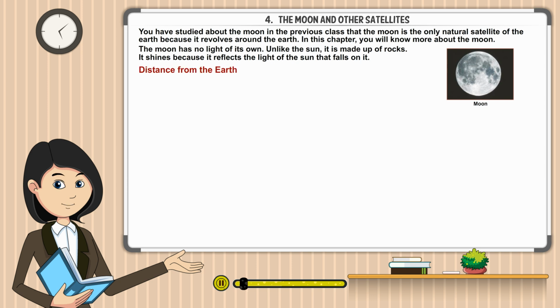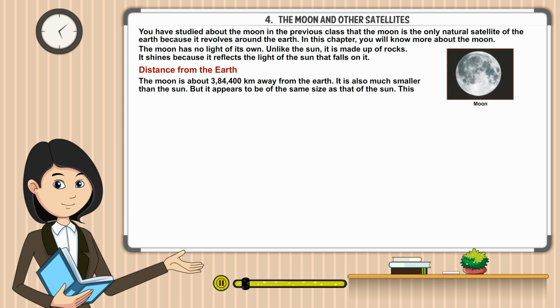Distance from the Earth. The Moon is about 384,400 kilometers away from the Earth. It is also much smaller than the Sun, but it appears to be of the same size as that of the Sun. This is so because the Moon is much closer to us than the Sun.